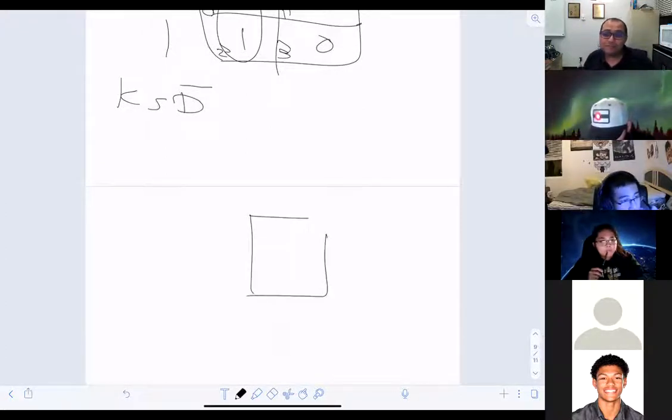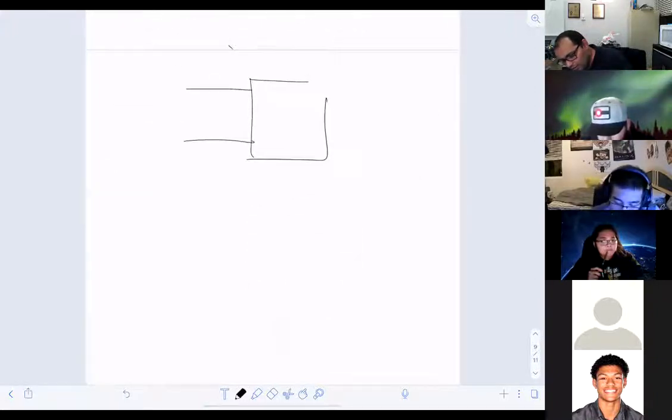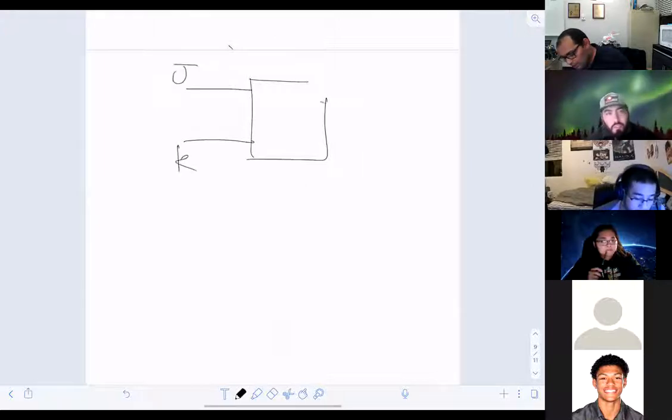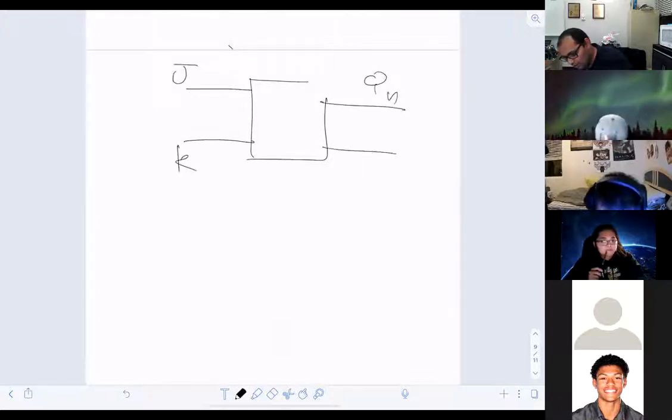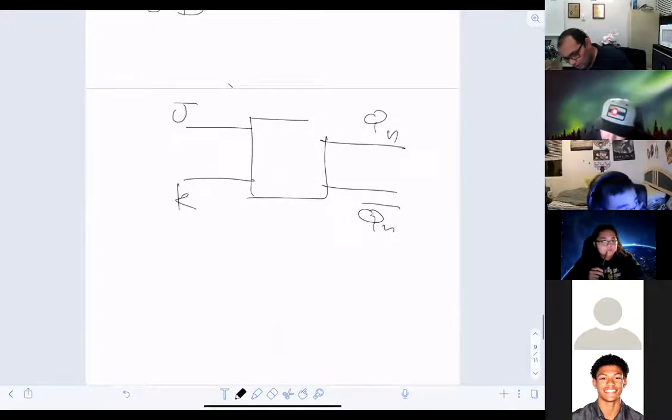I bring my whole thing, and I start my implementation. So how am I going to implement it? I can say, here is my K. Here is my J. And here is my Qn. Here is my Qn complement. Here is my clock.